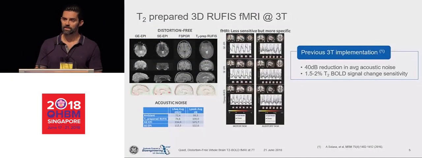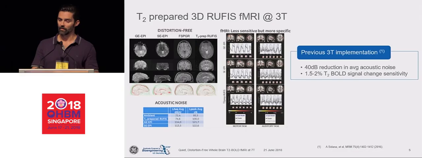So this work has previously been shown at 3 Tesla, and you can see here in the top left a comparison of the 3 main techniques of gradient echo, spin echo, and T2 prep RUFIS to a high bandwidth SPGR spatial reference. Now we can essentially assume the SPGR has no spatial distortions or signal dropout, and so in comparing that to the EPI-based acquisitions, you can see there's large distortions above the sinus and around the temporal lobes. However, in comparison to the T2 prep RUFIS, we see none of that.